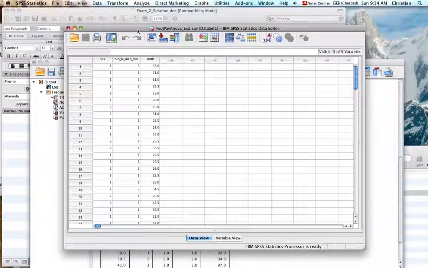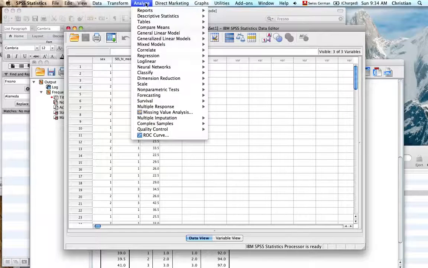Here is an example of how to run a one-way ANOVA in SPSS. We're just going to use this factor here. These are children who have a math test, and we wanted to see if they have different means depending on the levels of the education of their parents. So our factor is education of the parents, and the dependent variable is math.